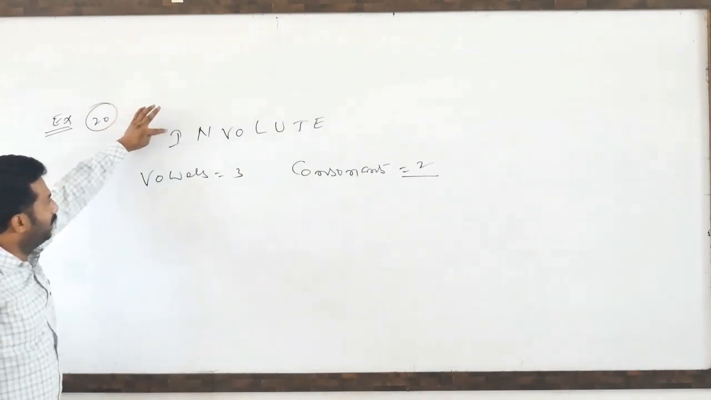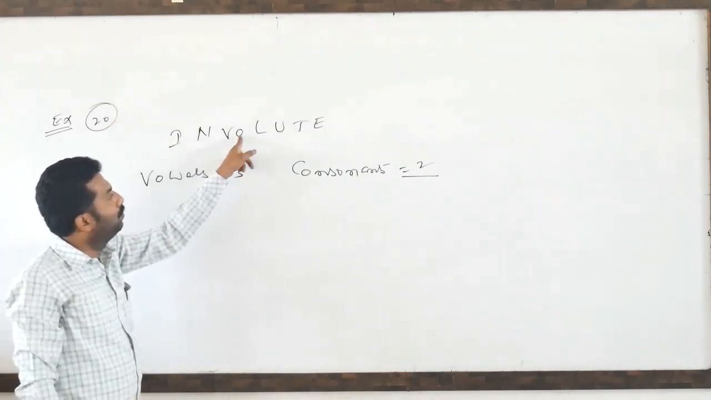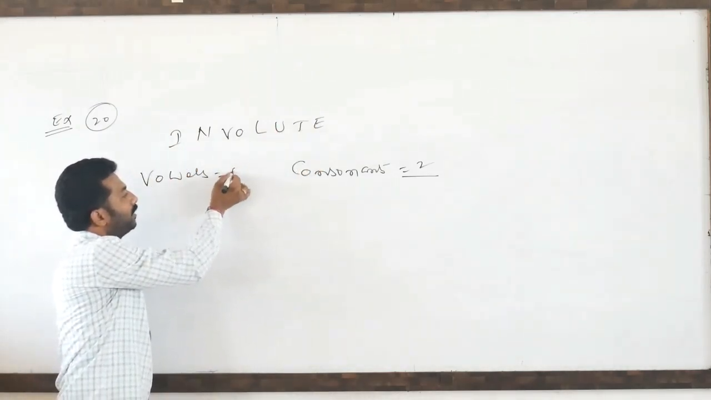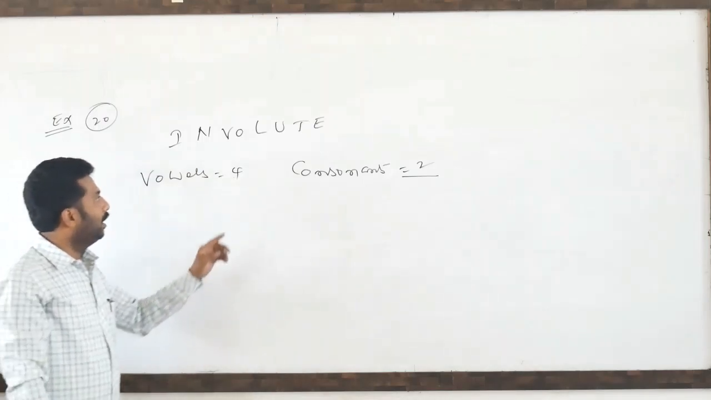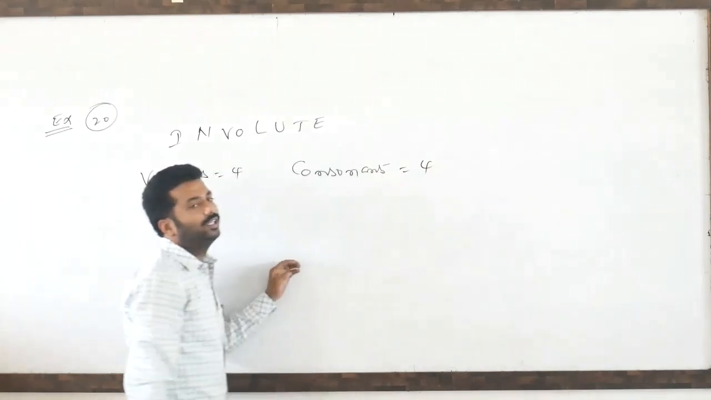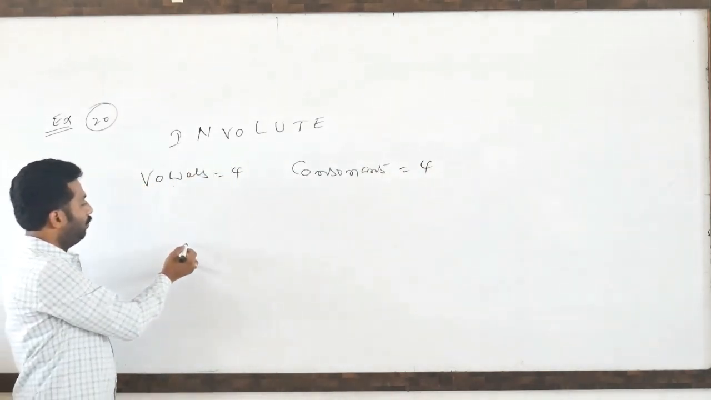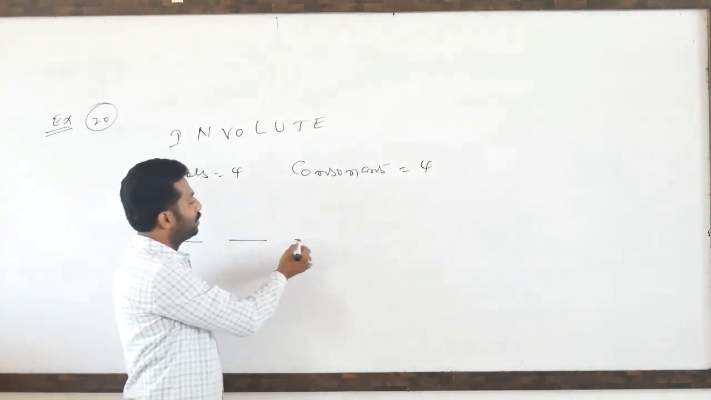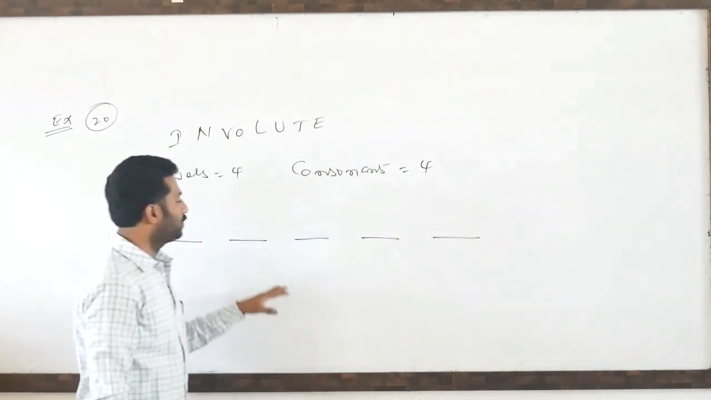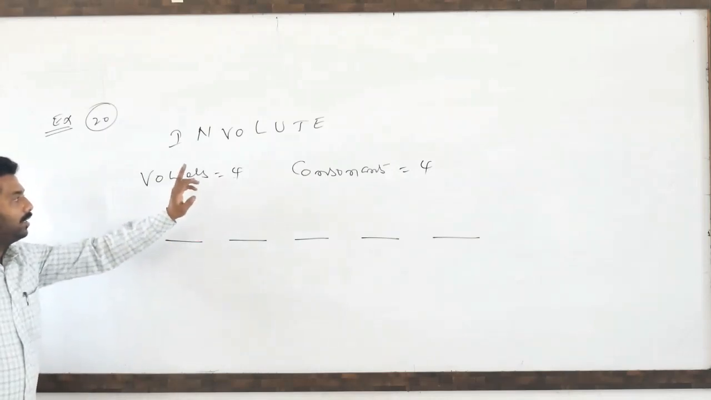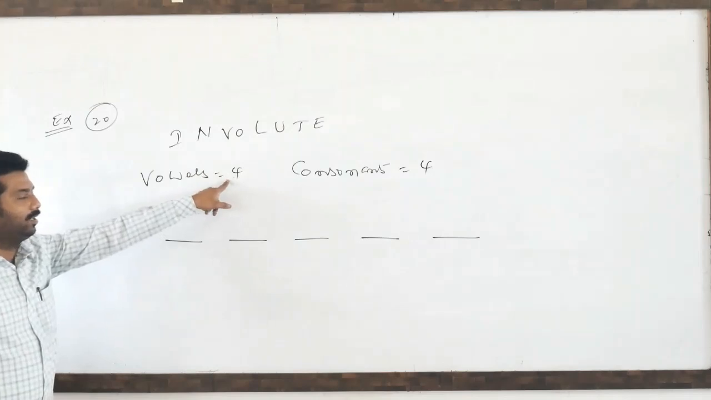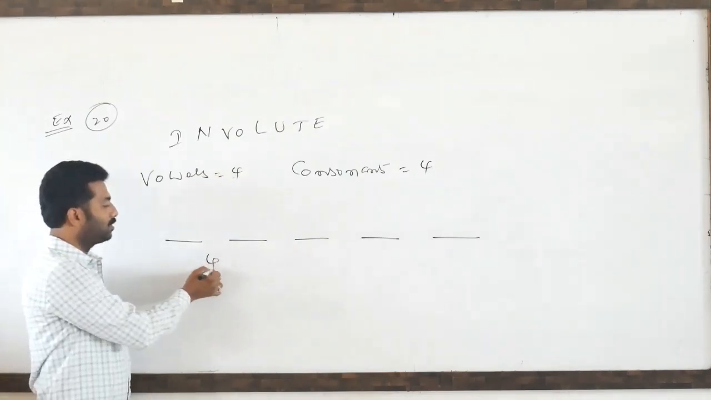So see here. How many vowels are there? 1, 2, 3, 4. So here 4 vowels are there. Next, how many consonants are there? The remaining 4 are consonants. So we have to form 5 letter words, 1, 2, 3, 4, 5. In these 5 letters, 3 are vowels and 2 are consonants. How many vowels are there? 4 vowels are there.